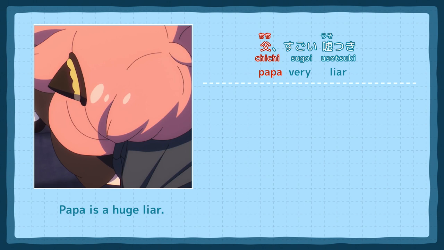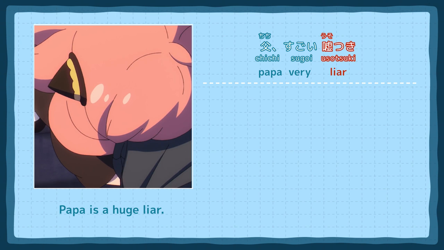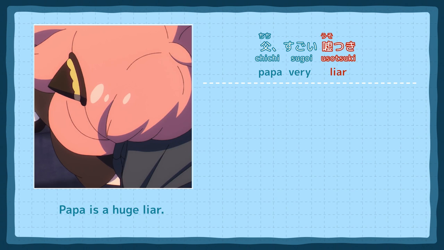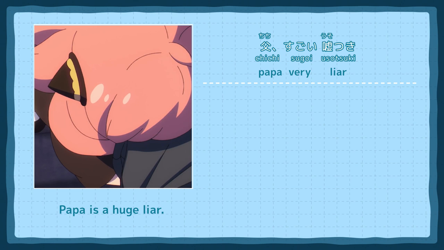Chichi, sugoi usotsuki. Chichi means father. Uso means lie, and usotsuki means liar. Sugoi is qualifying the noun usotsuki, so it's an adjective. I mentioned the difference between adjective sugoi and adverb sugoi in the previous video, so please check above and see the differences.